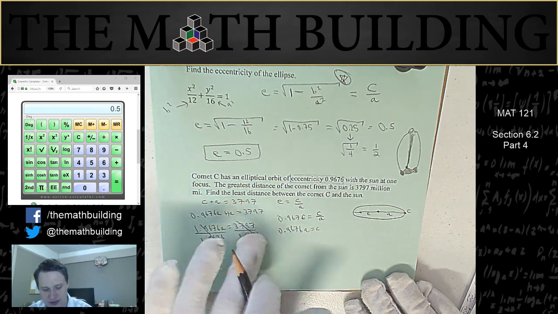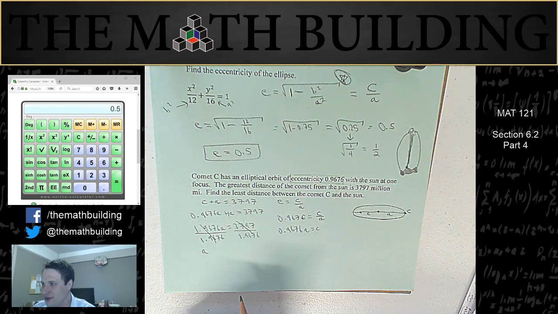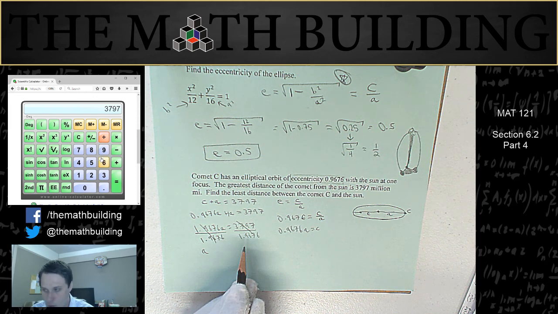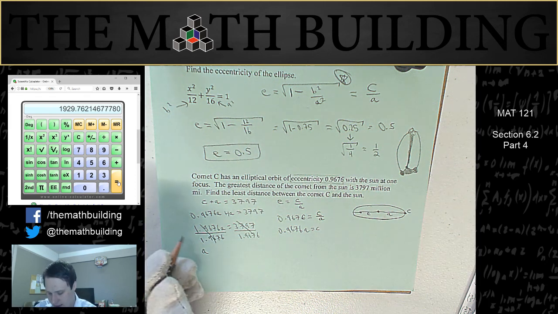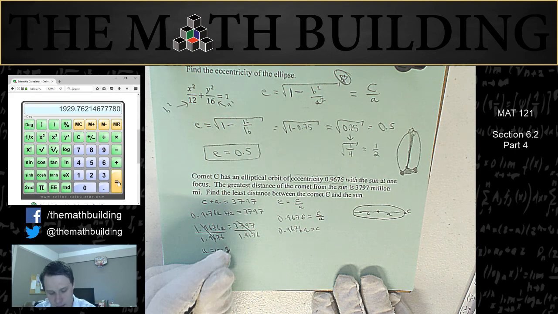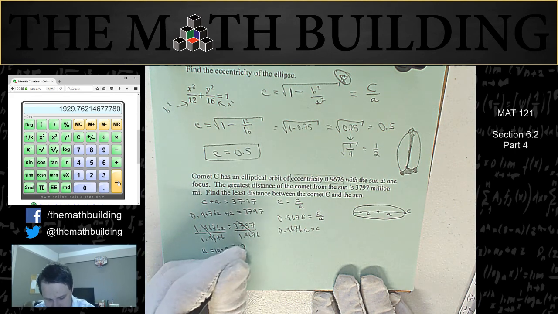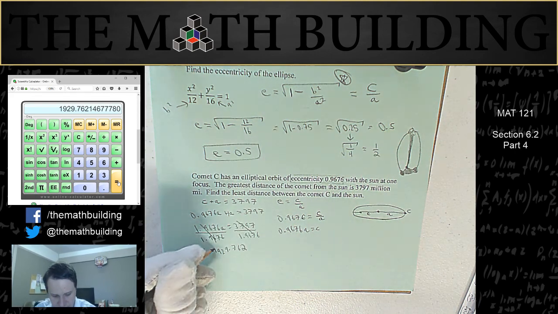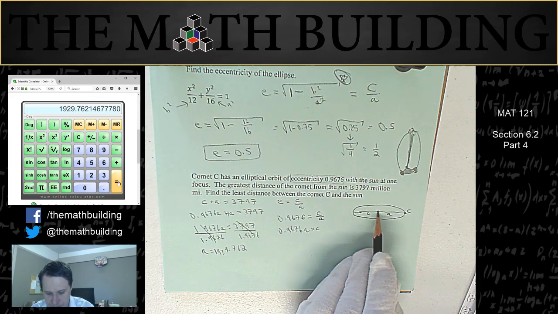Oops, actually that doesn't cancel. I shouldn't have crossed that out. Let's clear that. 3797 divided by 1.9676. So we get A is equal to 1929.762. Okay, so that's that distance from here to here.